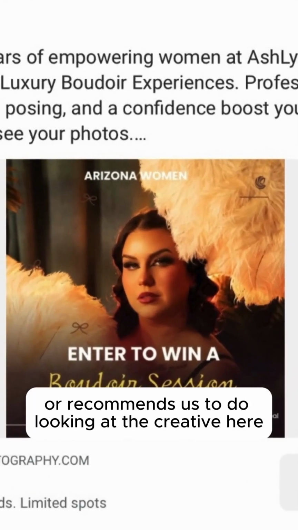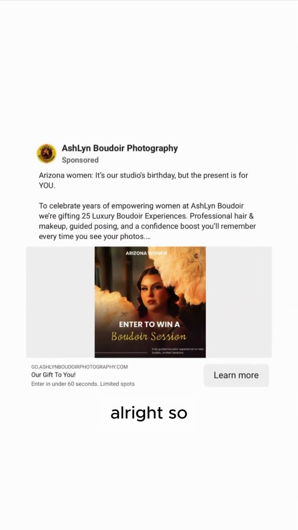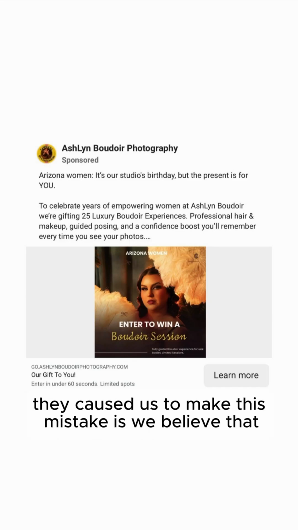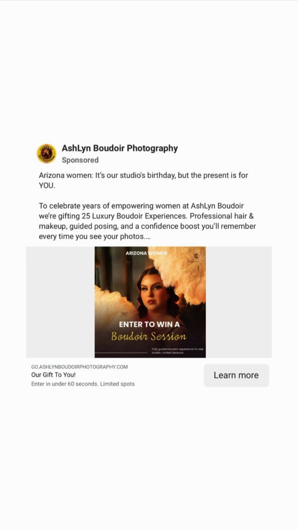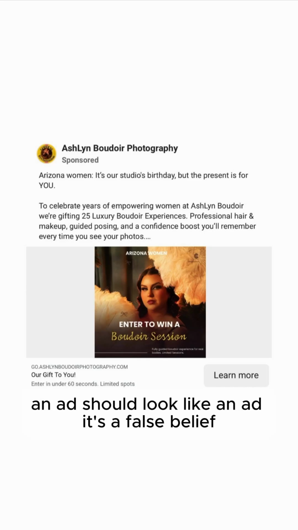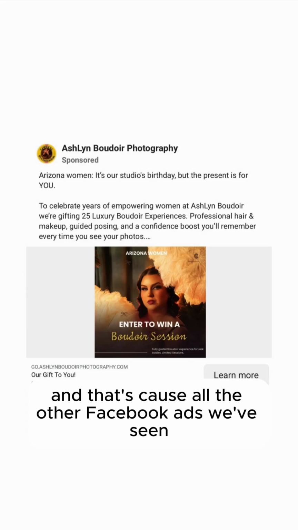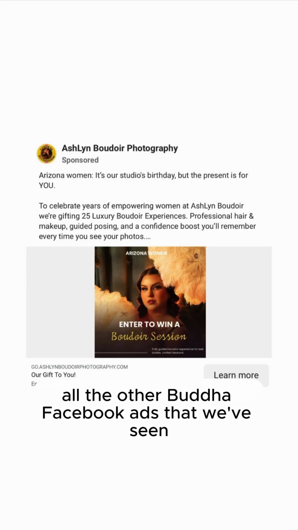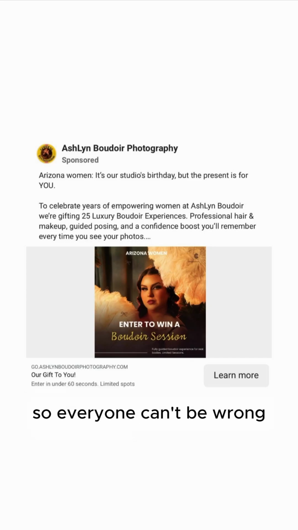Looking at the creative here, we've got what looks like an ad mistake. The false belief that caused us to make this mistake is we believe that an ad should look like an ad. It's a false belief, and that's because all the other Facebook ads we've seen, nearly all of them look like ads. All the other Boudoir Facebook ads we've seen, nearly all of them look like ads. So everyone can't be wrong, can they?